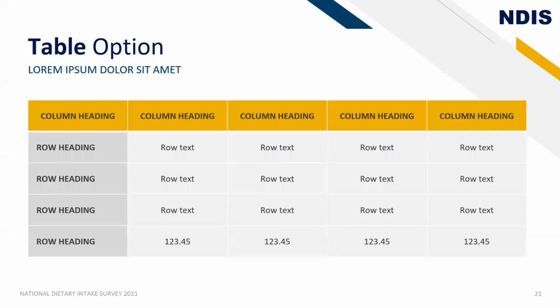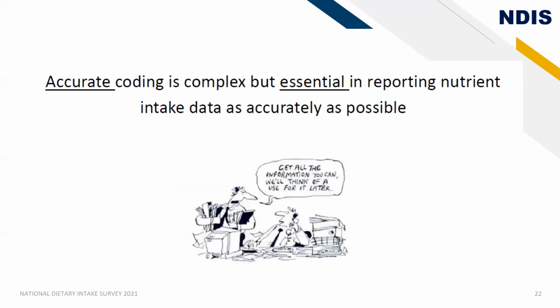Okay, so just something from Marianne. Accurate coding is complex, but it is essential in reporting nutrient intake data as accurately as possible. And we sometimes feel like that. Get all the information you can. We'll think of a use for it later.